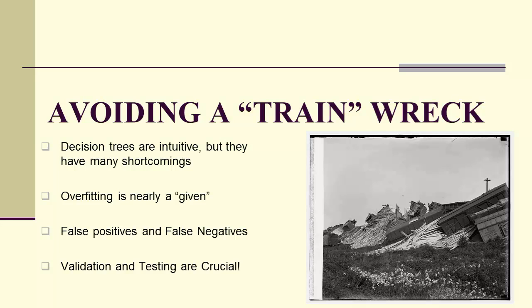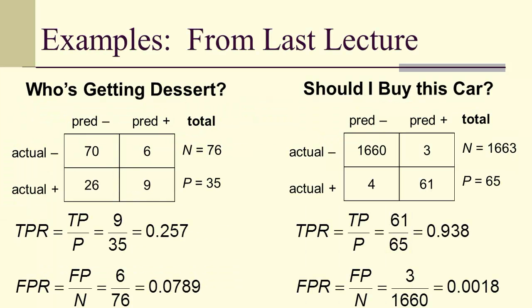Avoiding a train wreck. We've been looking at decision trees, but decision trees have many shortcomings. We also have another classifier, if you remember, and that's the k nearest neighbors. But in both of these, we have to worry about overfitting. And so to deal with overfitting and the problem of false positives and false negatives, we need to use what are called validation and testing to avoid a training wreck, if you want to think of it that way.